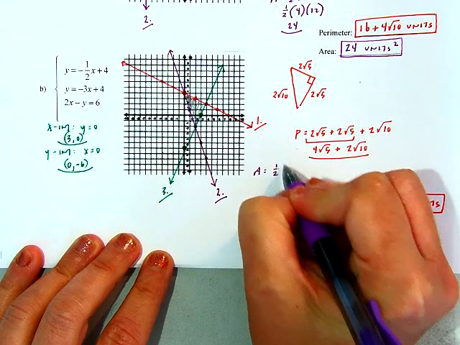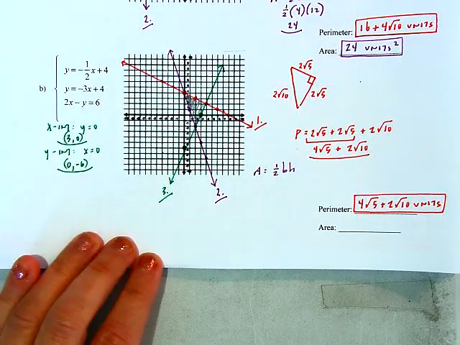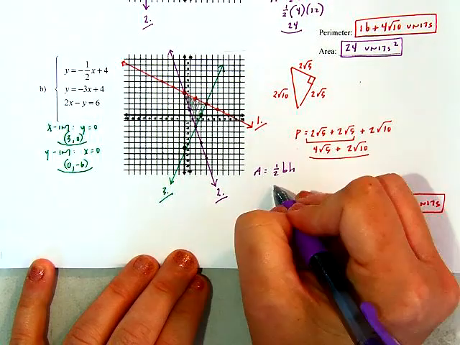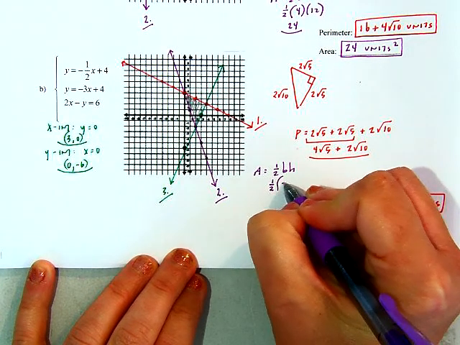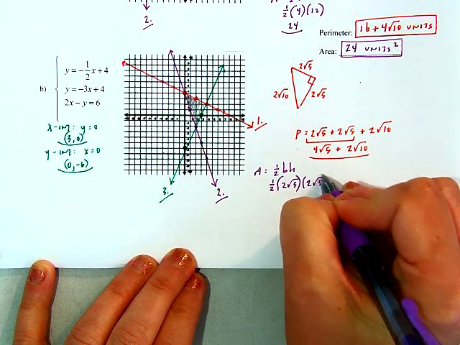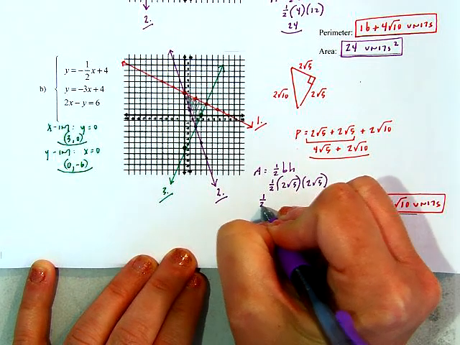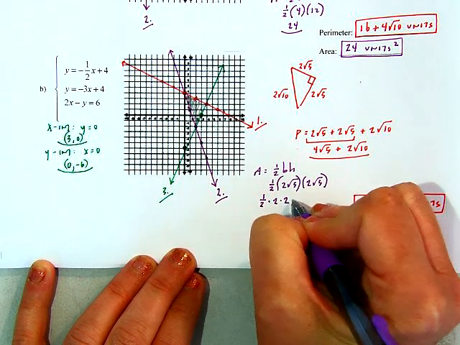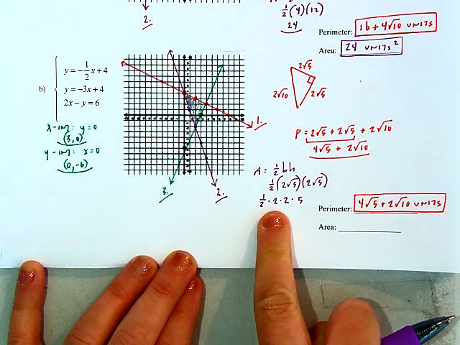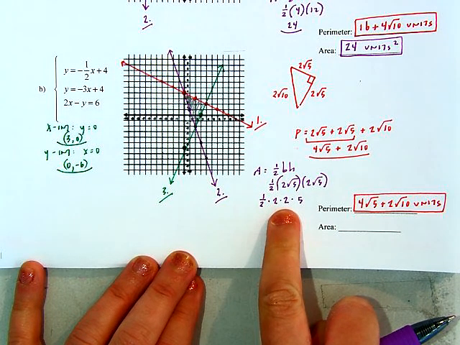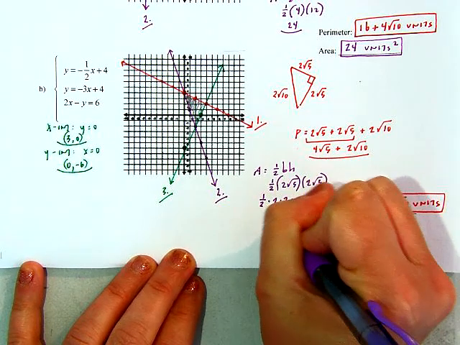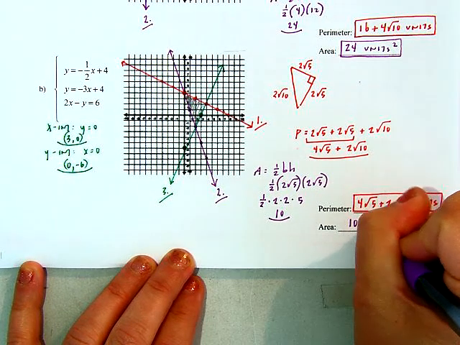1/2 base times height. So here, if I make my legs my base and my height here and here, and plugging in the 2√5 and the other 2√5. So this is like saying 1/2 times 2 times 2. √5 times √5 is just 5. So if I take half of 2, that's 1. Times 2, I'm back to 2. Times 5, I'm at 10. So my area is 10 units squared.